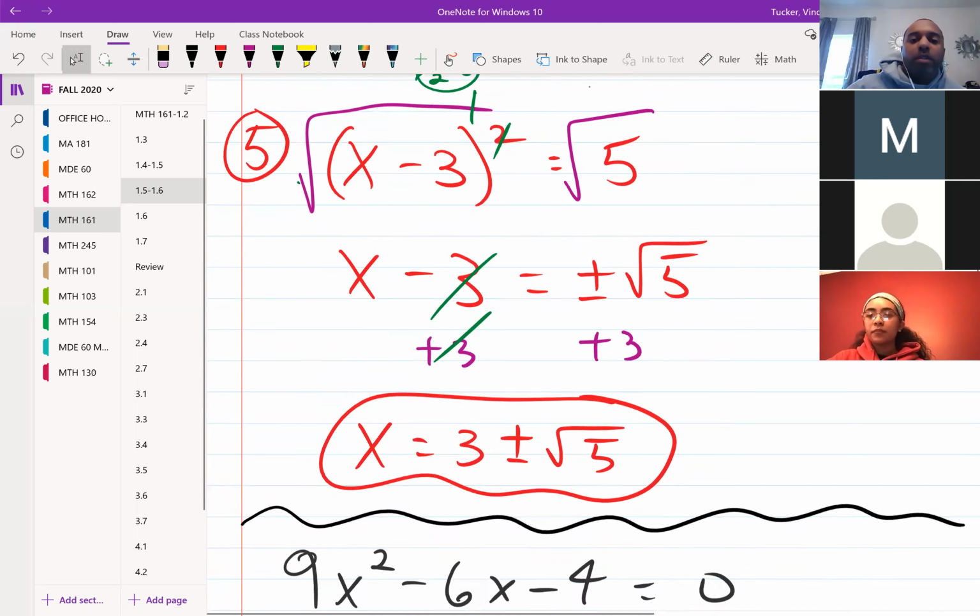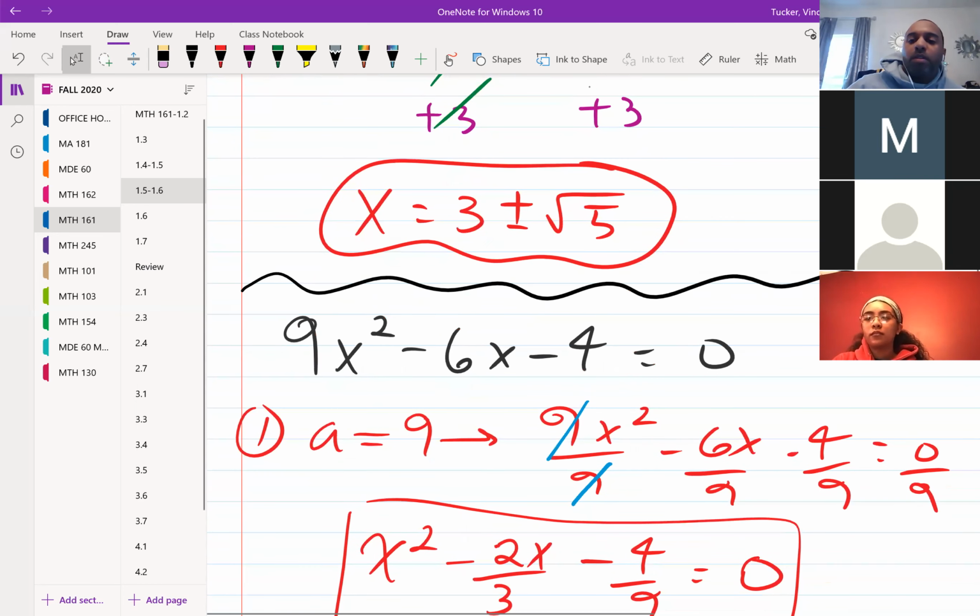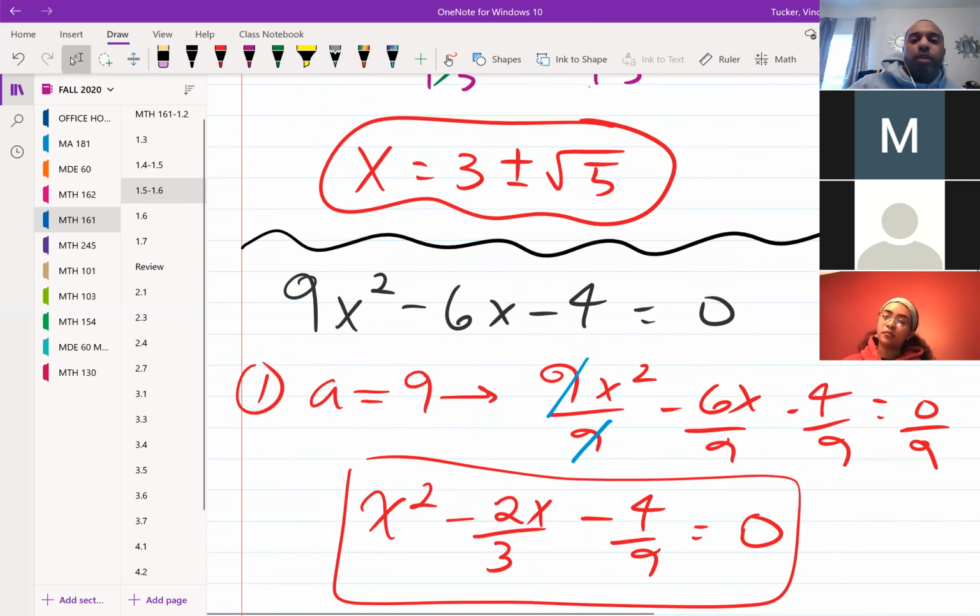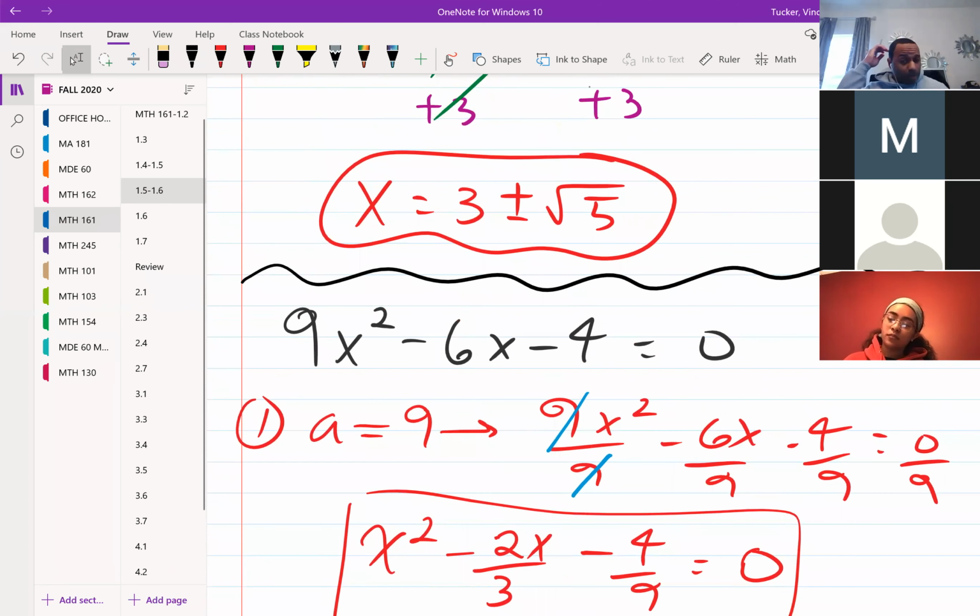All right, let's do it again. So the next one, we have 9x squared minus 6x minus 4 equal to 0. This time a was equal to 9. So we divide each term by 9. Remember before we didn't do step A because a was equal to 1. If a is equal to anything but 1, you have to do step A.